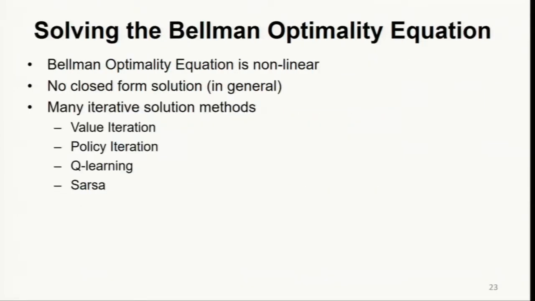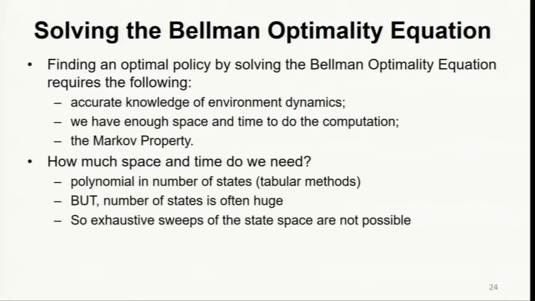So solving the Bellman optimality equation, there are different ways. In general, there is no closed form solution. We can use an iterative solution, because the state value function and the action value function Bellman equations are iterative. So all these solutions are based on the Bellman equation. That's why if we know Bellman's equation well, we pretty much know how to solve the MDP.